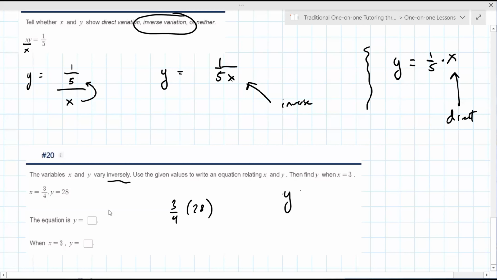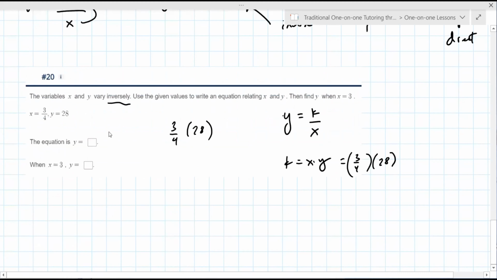So when you have y equals k over x, k is always x times y. And your x is 3/4 and your y is 28. And if you have a calculator, you just do this, but it's better to divide first. 28 divided by 4 is 7. 3 times 7 is 21. So that's your k. So it's 21 over x is your equation. But when x is 3, y is 7, because 21 divided by 3 obviously reduces to 7.